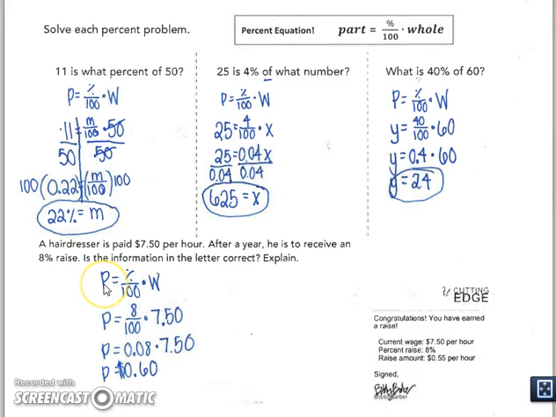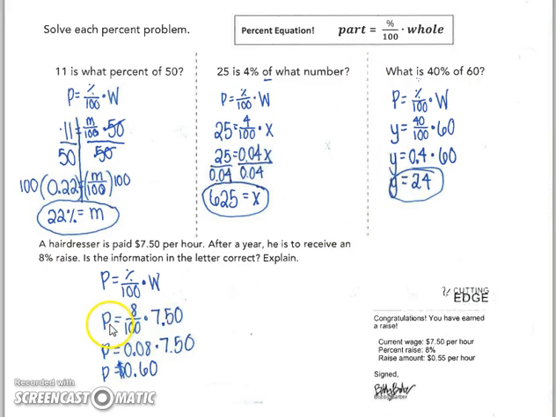So I set up my equation just like before, part equals percent over 100 times the whole. And because right now he's getting paid the whole amount, $7.50, and we're trying to find just a small part of that that's going to be his raise, we know that the whole amount is going to be $7.50. The percent is 8 over 100, and we're trying to find the part. This is very similar to the last example that we saw in the part that we just finished.